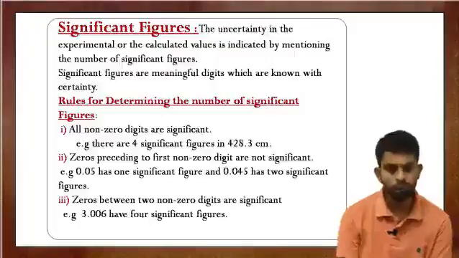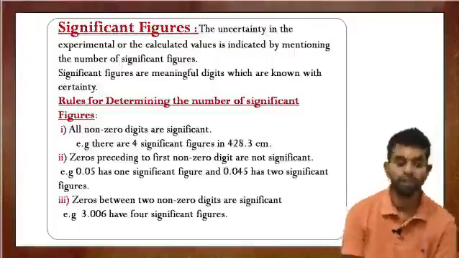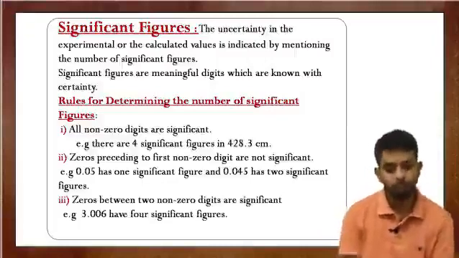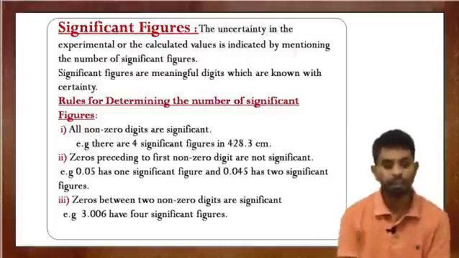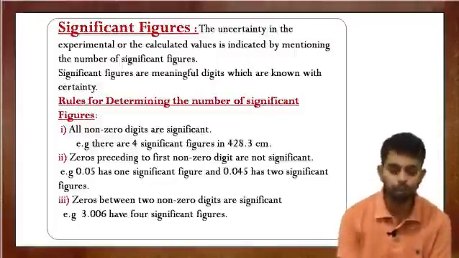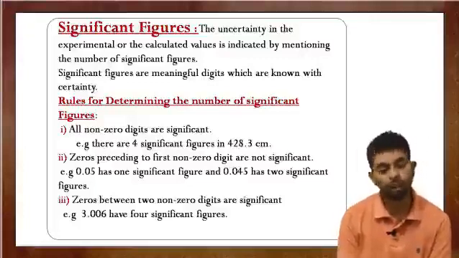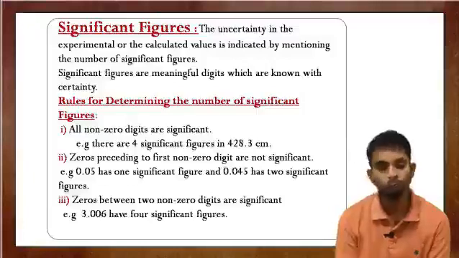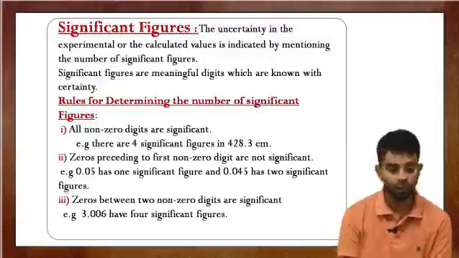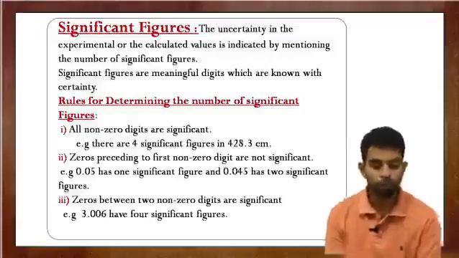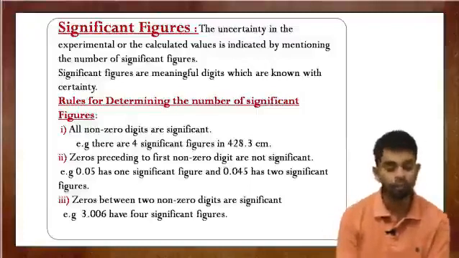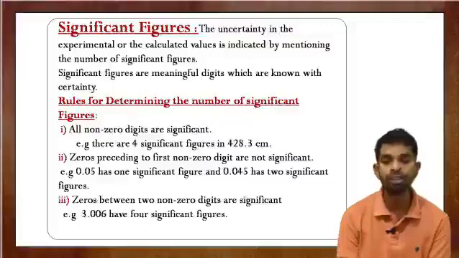Now I will discuss the significant figures. In any measurement, the uncertainty in the experimental or calculated values is indicated by mentioning the number of significant figures. The significant figures are meaningful digits which are known with certainty. There are some rules for determining the number of significant figures. Now I will discuss these rules.